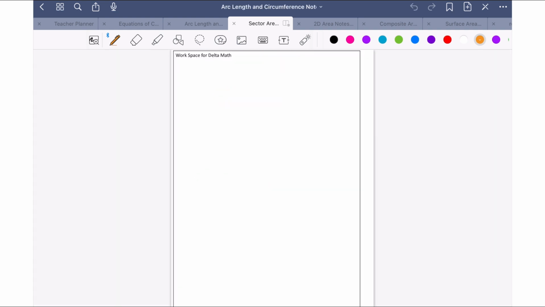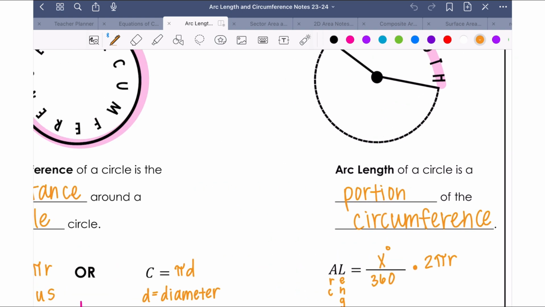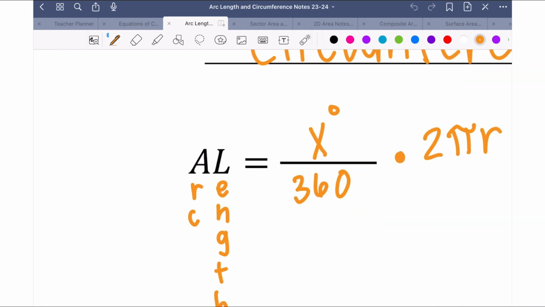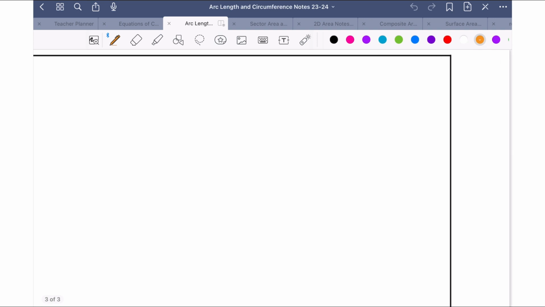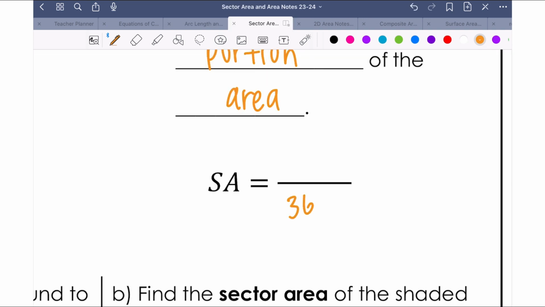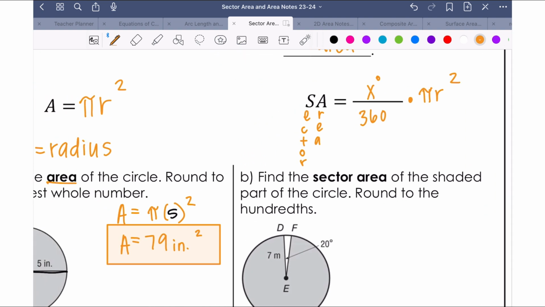just like we did with arc length, when it was a portion, we have to figure out, out of 360, how much portion. So for sector area, out of 360, how many degrees of that whole circle are we trying to find? And then we just multiply by the original area formula, which is pi r squared. Again, this is sector area, a section of the area, a portion. All right, so there's our equation. Let's do our first example here.